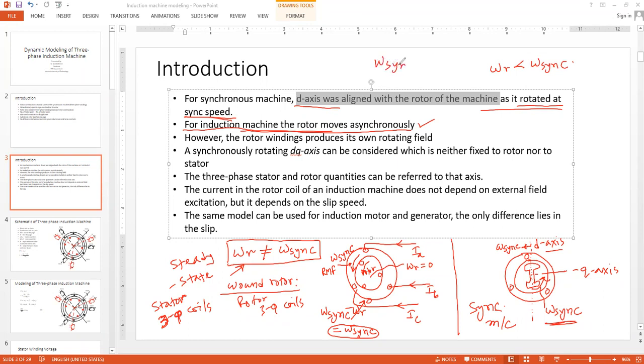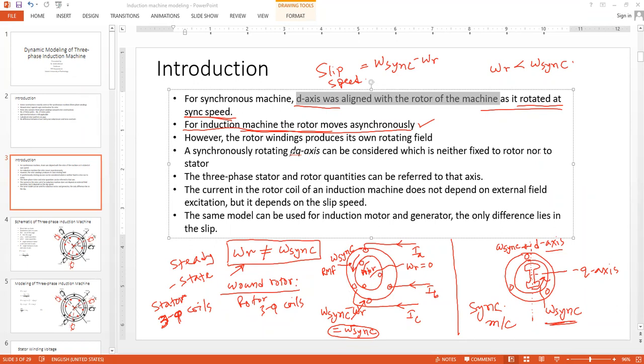This difference in speed is basically known as the slip speed. And the amount of current that would flow through the rotor coils is a function of slip. That I'm coming to next. So this is basically the operation.